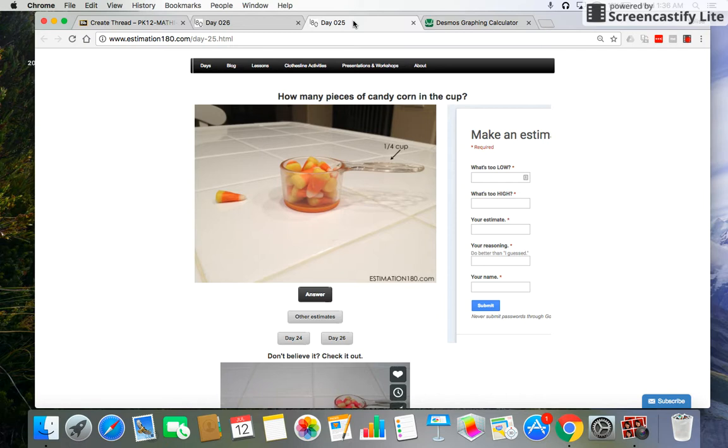Our Minds On is sometimes tied to the curriculum that we're dealing with that day, but sometimes is just tied to the big idea, like estimation might be a big idea that we're going to use today. So I would use Estimation 180 to warm up. For example, I just asked my students, how many pieces do you think are in this quarter cup, right?